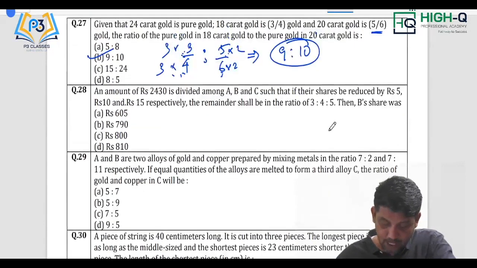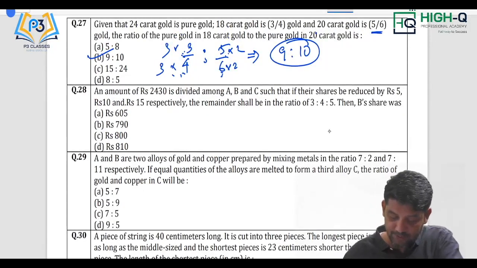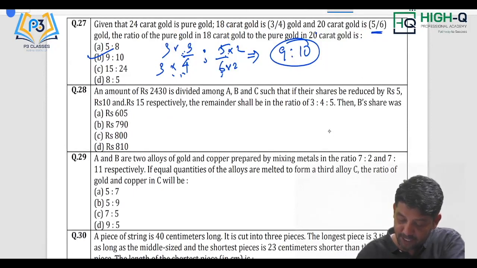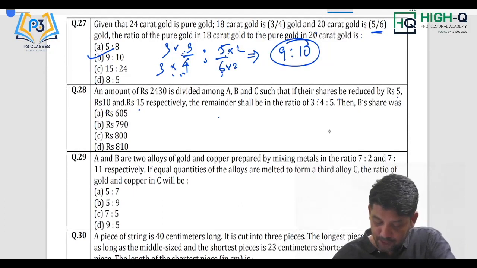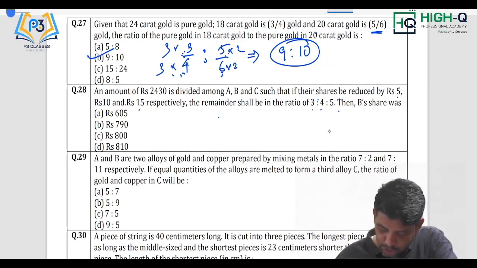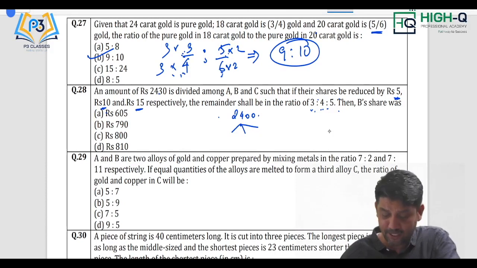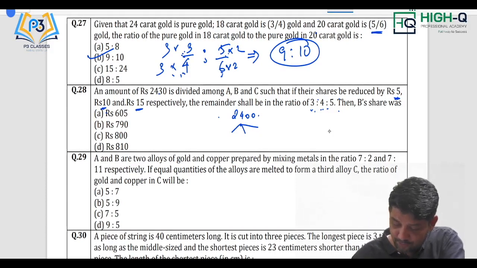Next step. An amount of 2,430 is divided among A, B and C such that if their shares are reduced by 5 rupees, 10 rupees and 15 rupees, then the remainder shares shall be in the ratio 3:4:5. What is the B share? Very simple question. See, in total how much is getting reduced? 30 rupees. So after getting reduced by 30 rupees, the amount is 2,400 and it is divided among 3 people in the ratio 3:4:5. Is that right?